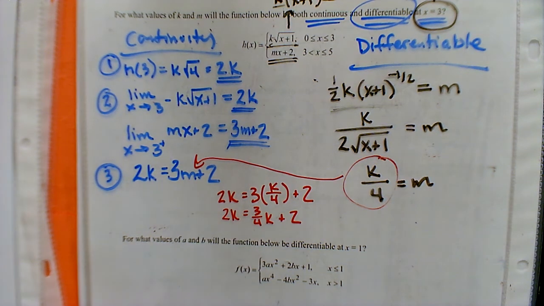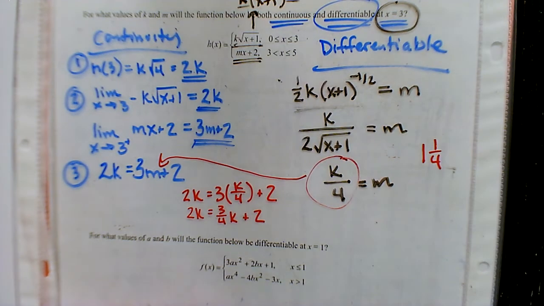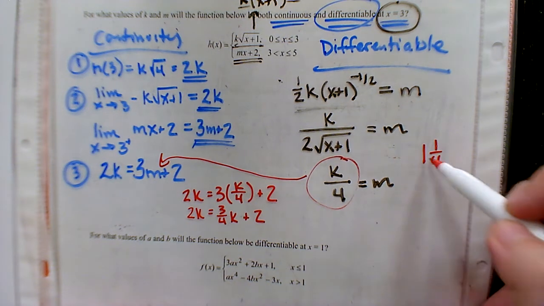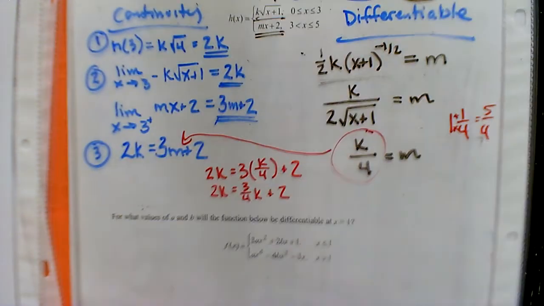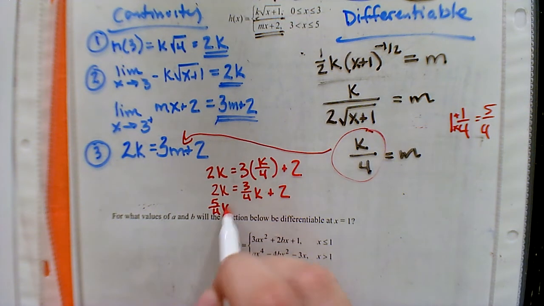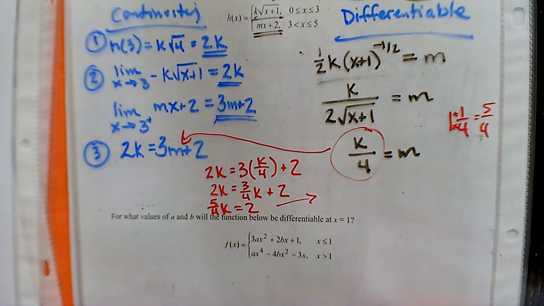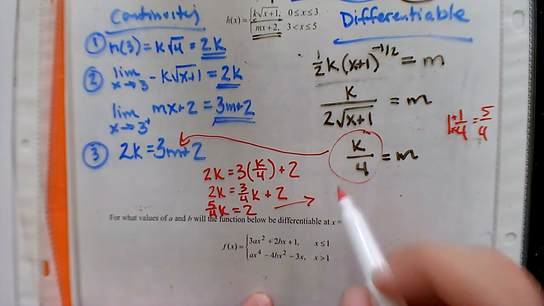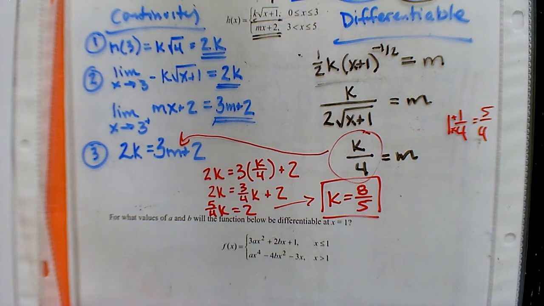Okay, so 1 1/4. Can we write 1 1/4 as a fraction? Maybe it's been a while. Can you turn a mixed number into a fraction? Right? Multiply, add. You get 5/4. Okay? So we have 5/4 k equals 2. Multiply the 4 over, divide the 5. K equals 8/5.